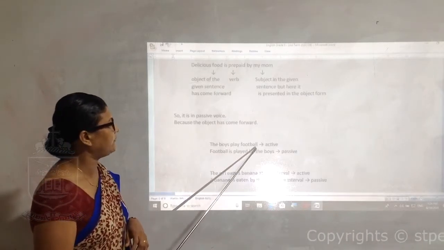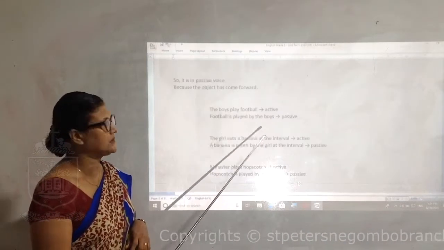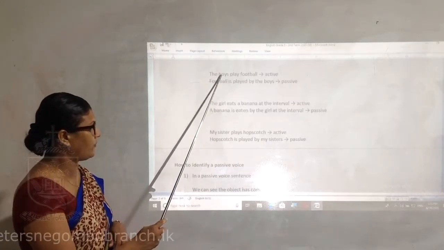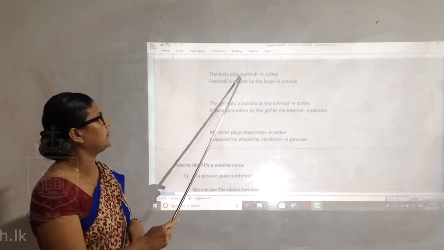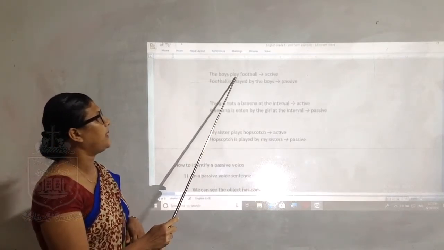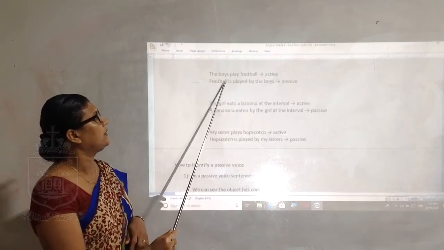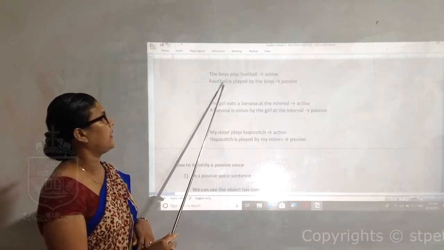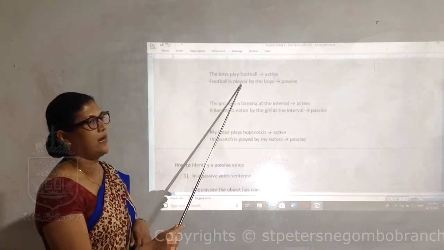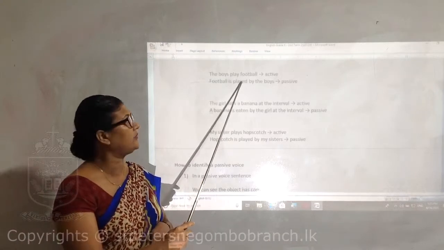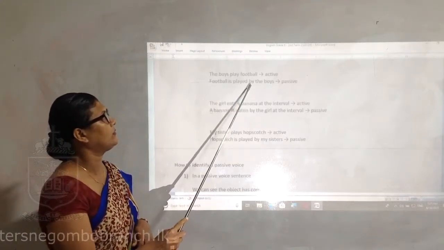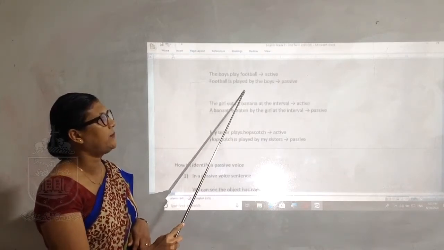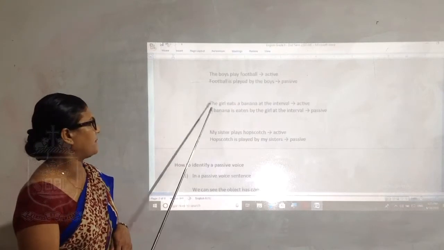The boys play football. This is an active voice sentence because the doer of the sentence has come forward. It is prominent in the sentence. The boys play football, active voice. When we take this object at the beginning, and the auxiliary be verb and past participle form of the verb are there, and the word by is also there, this is passive voice. Football is played by the boys.